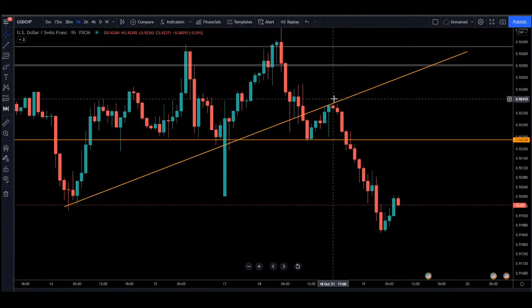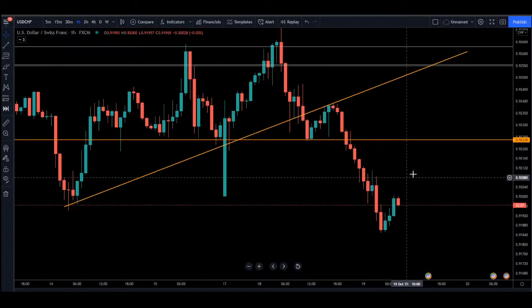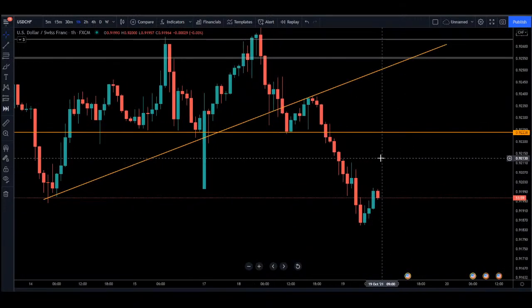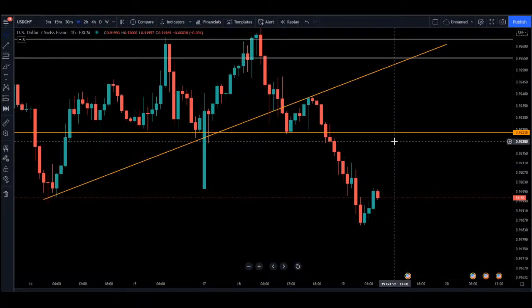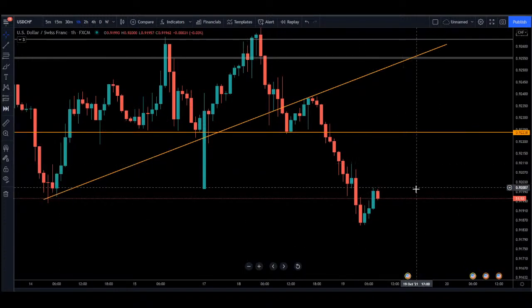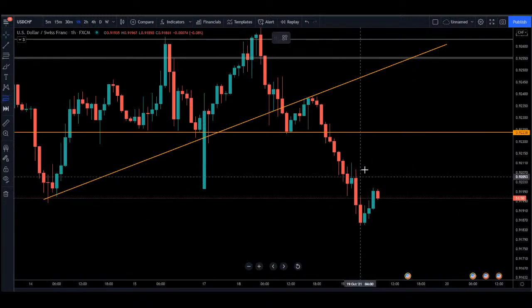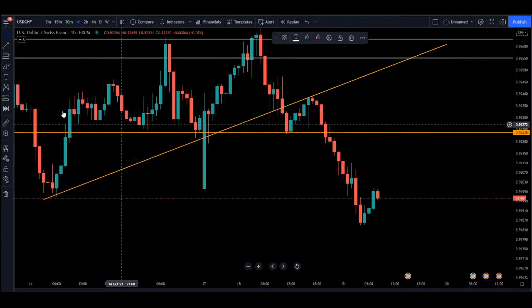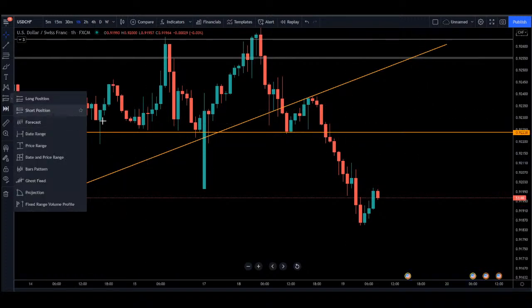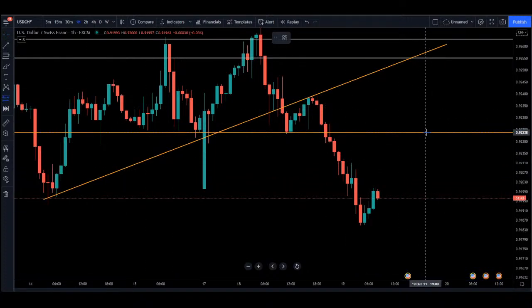Lower low, lower high, lower low, right? We're going to have another lower high, and that's the one I'm talking about to join the sellers to the downside. When or where that's going to happen, that's a great question. I don't know. That's why we have to draw the key levels and identify where that could happen.